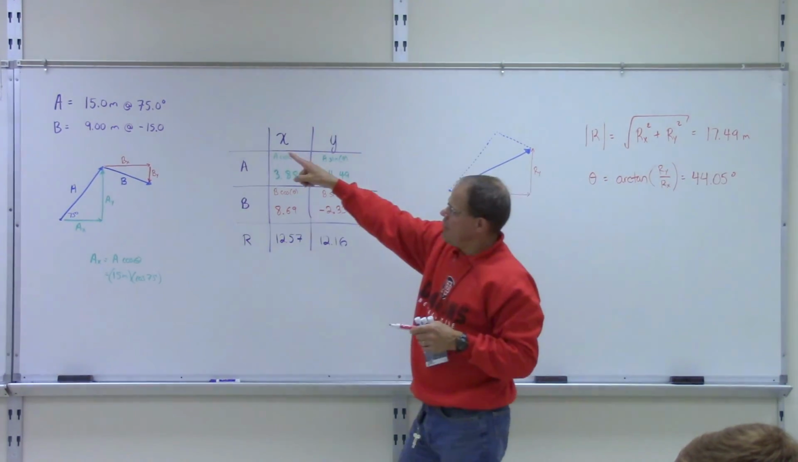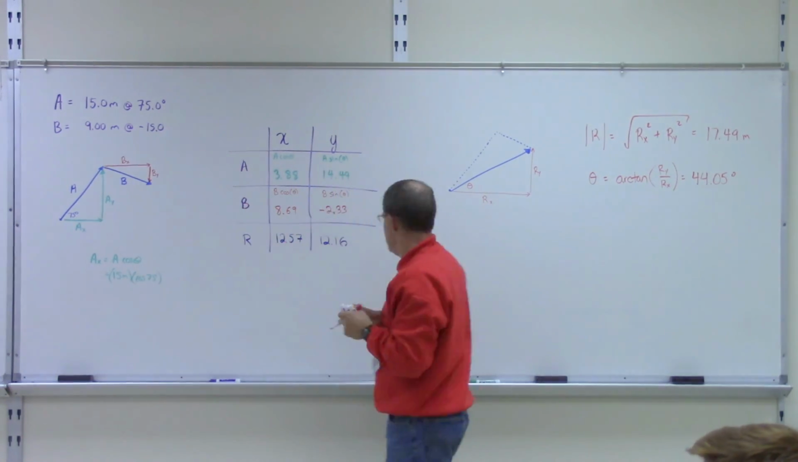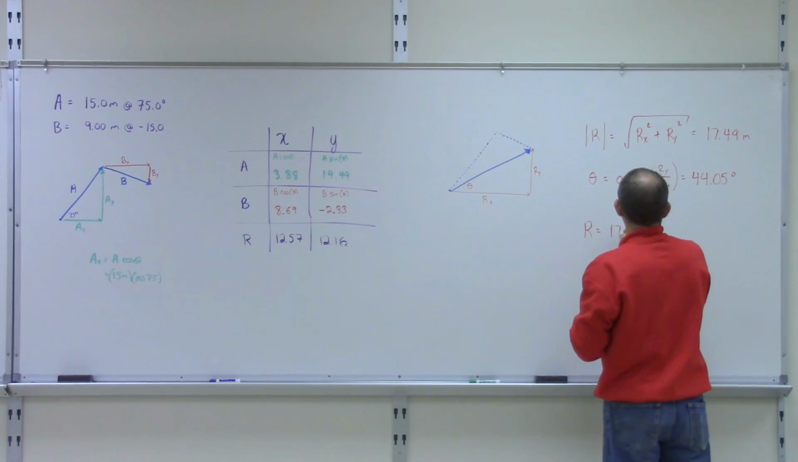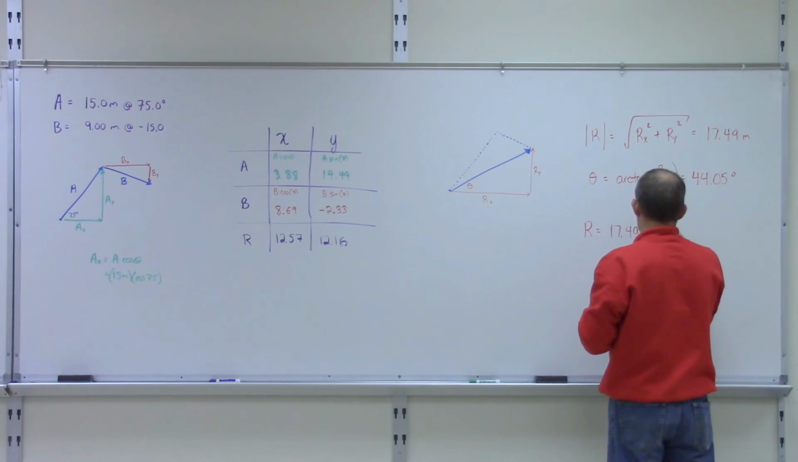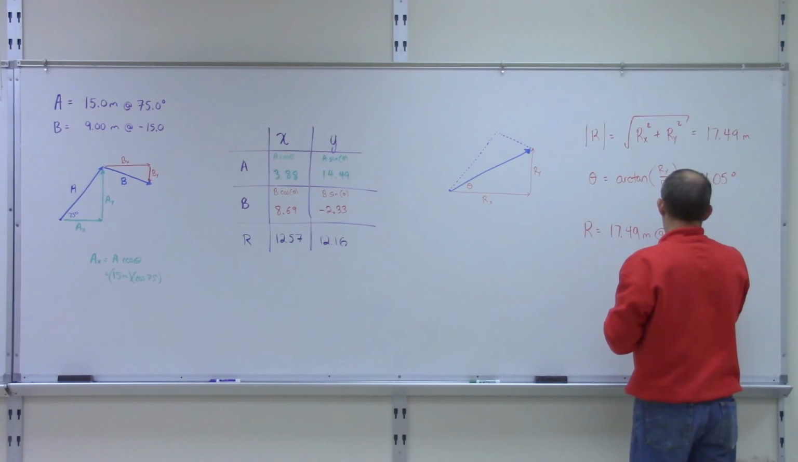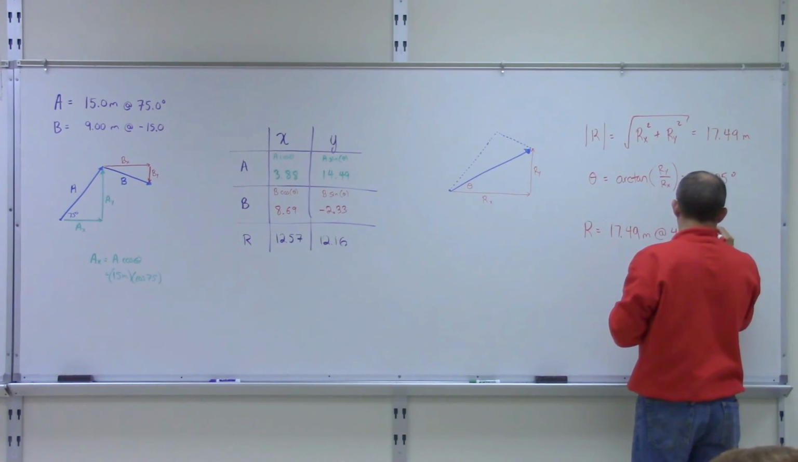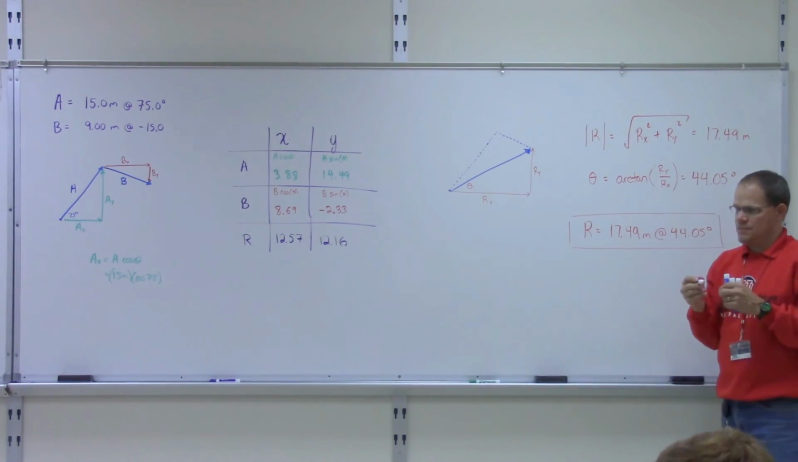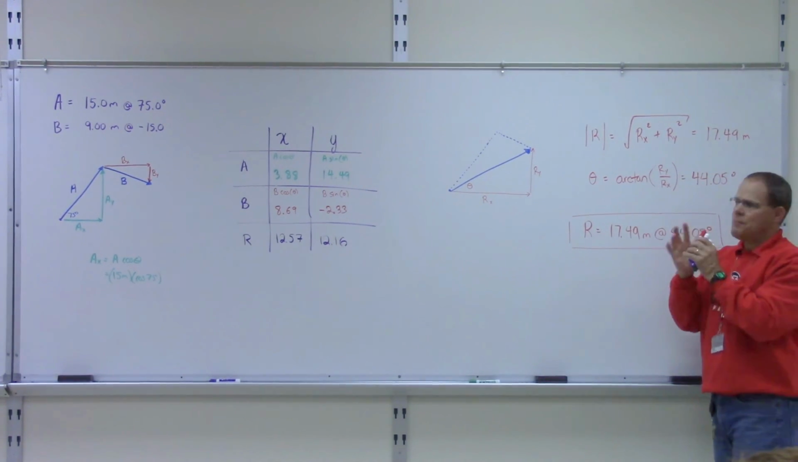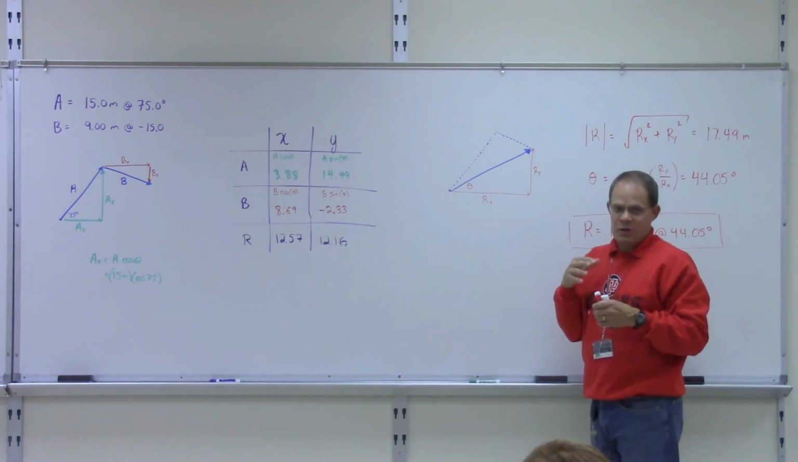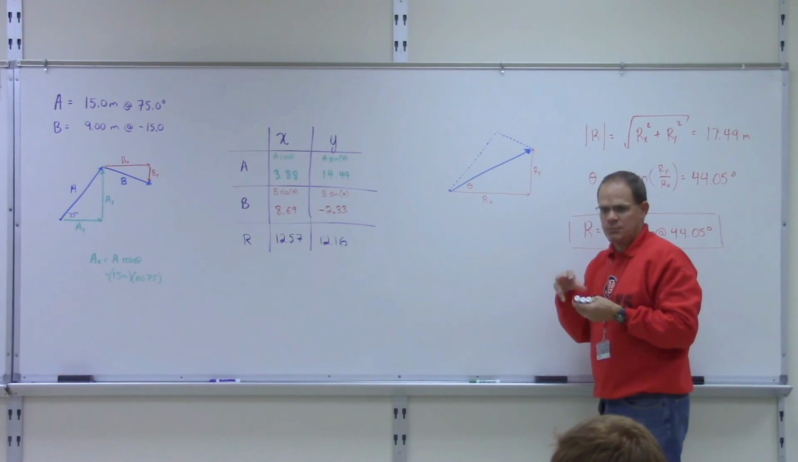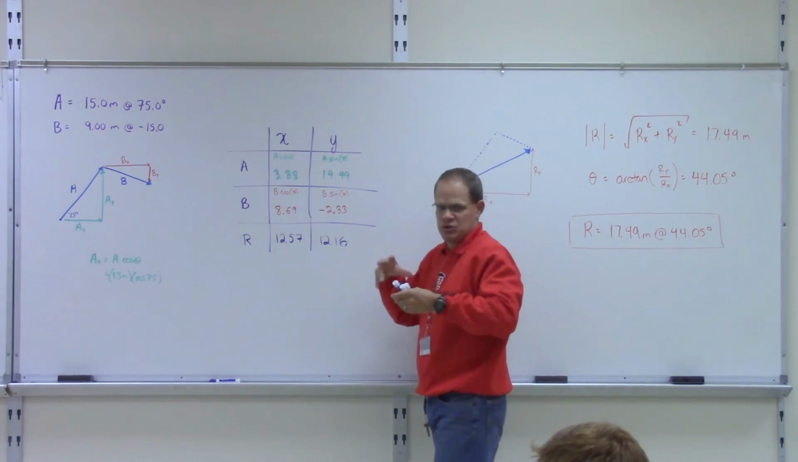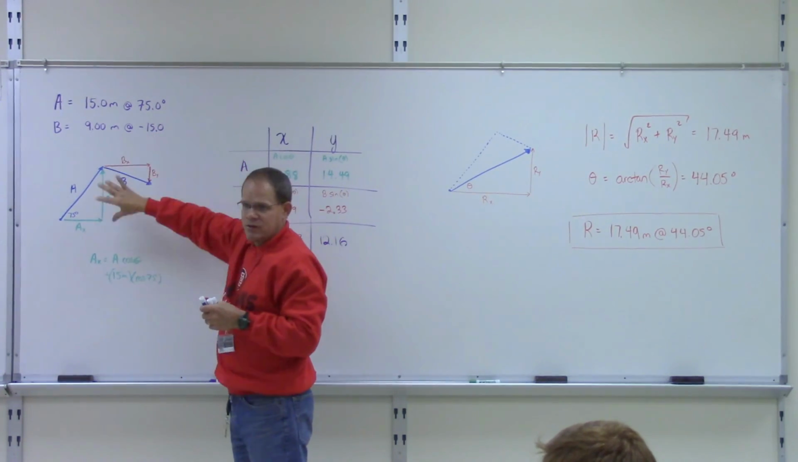So, here's what we can say. When you take vector A and you add it to vector B, the result is a vector which is 17.49 meters long and it lies at 44.05 degrees. That is the result. That's the answer. Okay? Now, it's a bit of a pain to go through this whole process, which is why by the end of next week, we're going to make ourselves a little computer program to do this work for us. But right now, to make sure we understand what we're doing, we're just going to do it the long way, okay?